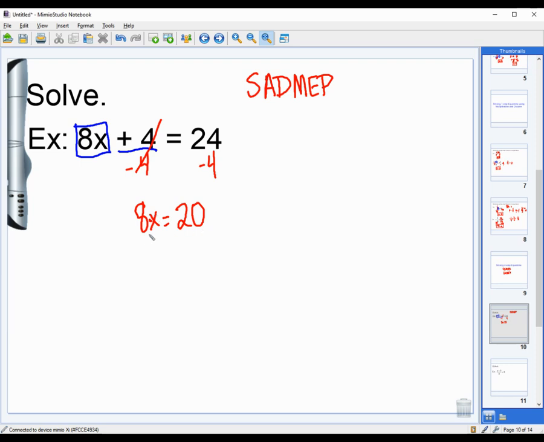So what do we do when we have multiplication? We have to do the opposite, which is divide. So I'm going to divide both sides here by 8. When we do that, we can go ahead and just give a decimal here. I'm going to give us 2.5. That would be our answer for this, 2.5.